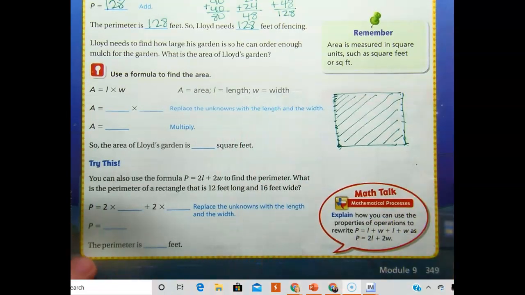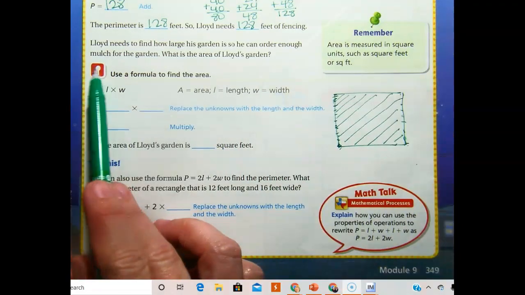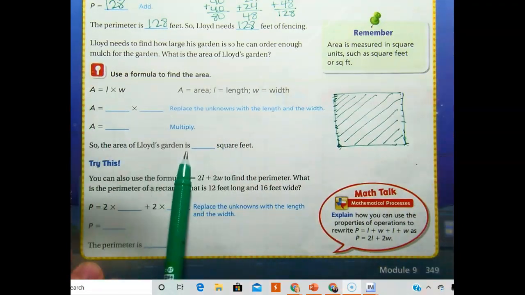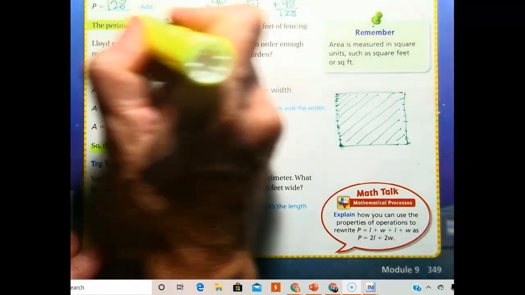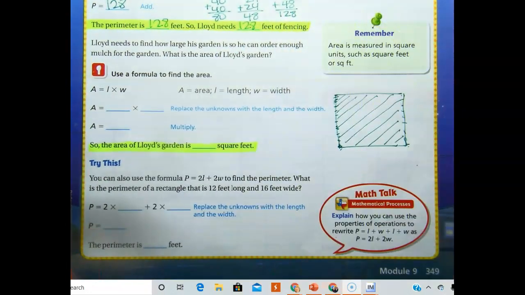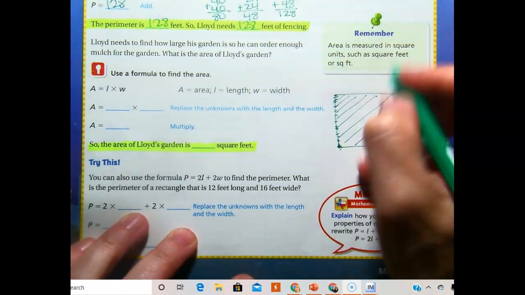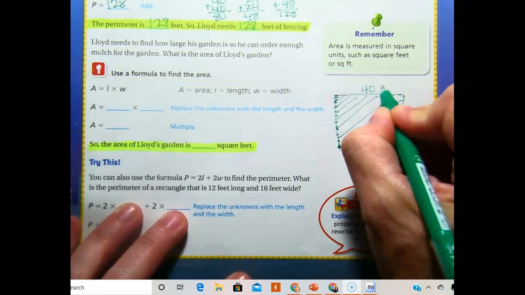So let's go ahead and use the example up here. It says Lloyd, the area of Lloyd's garden is blank square feet. So we're going to find the area now of his garden. So I'm going to go ahead and rewrite those numbers.